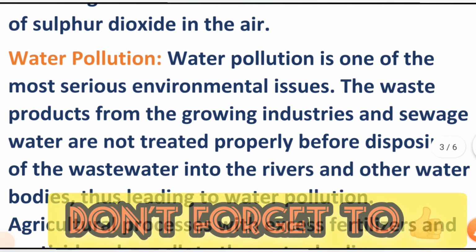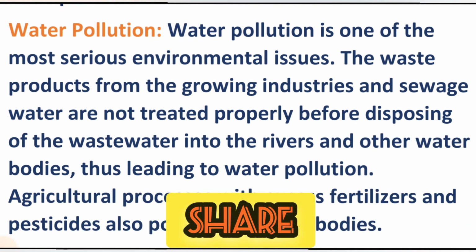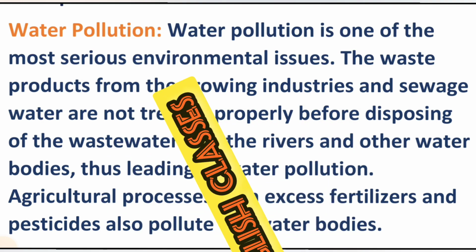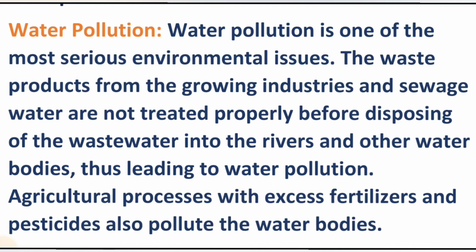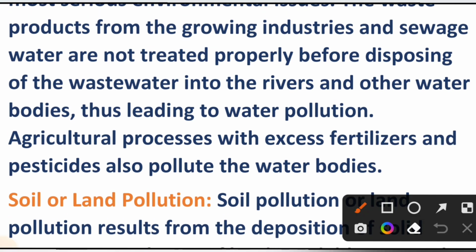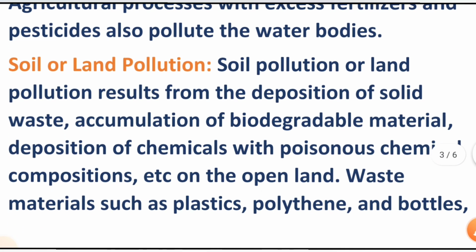Then water pollution. Water pollution is one of the most serious environmental issues. The waste products from the growing industries and sewage water are not treated properly before disposing of the wastewater into the rivers and other water bodies, thus leading to water pollution. Agricultural processes with excess fertilizers and pesticides also pollute the water bodies. Then soil or land pollution.